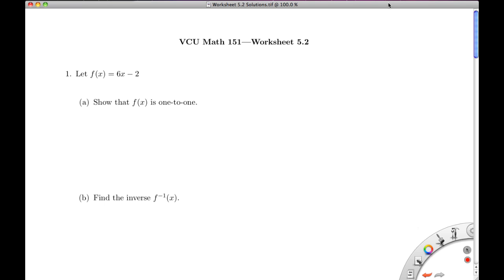We've got a nice linear function, 6x minus 2, and we'd like to determine first that f is one-to-one, because we know that in order to have an inverse, a function first needs to be shown to be a one-to-one function. So there are a couple different ways that we could do this. One way is that we could show that the graph of f passes the horizontal line test.